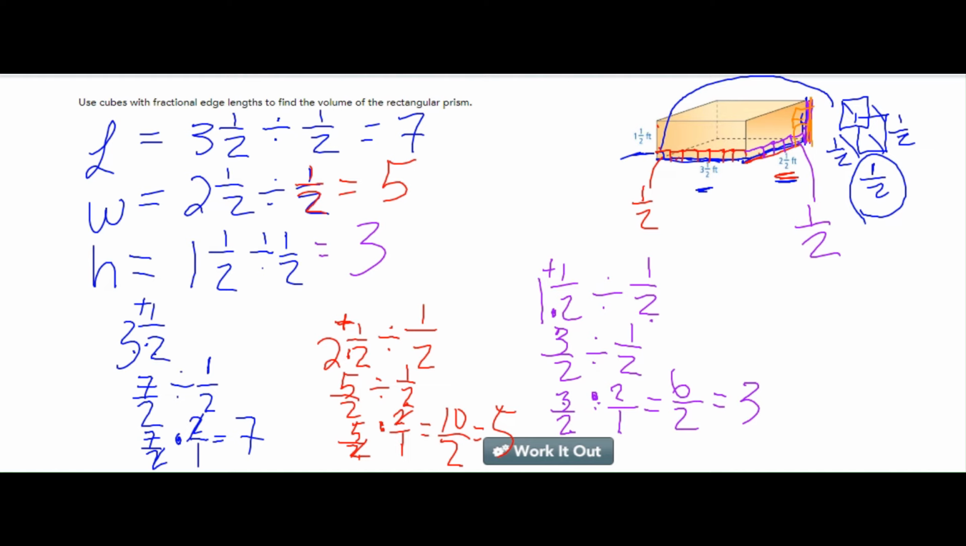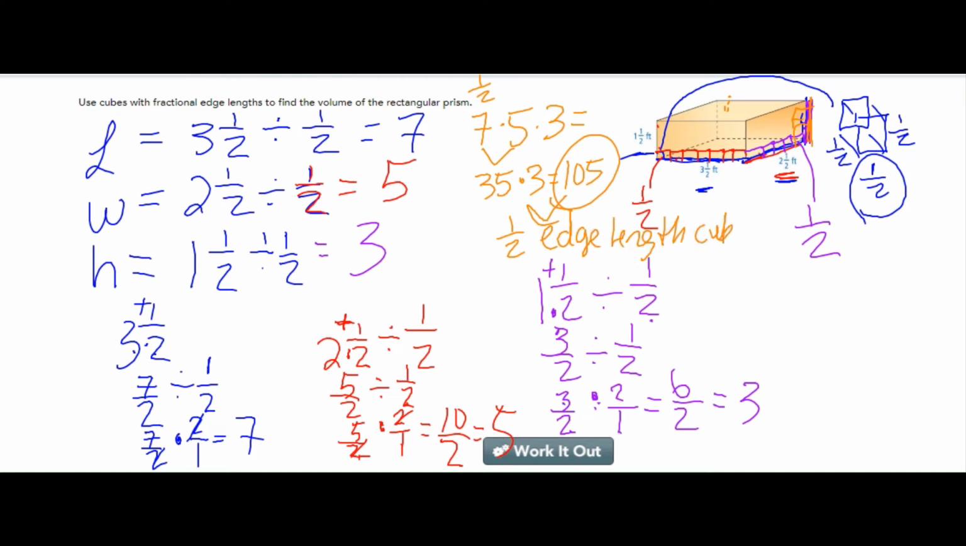So now I need to multiply 7 times 5 times 3 to get the number of 1/2 edge length cubes I can pack inside of this box. So I have 7 times 5, which is 35, times 3, which is 105. So I can pack 105 1/2 edge length cubes in this box with these dimensions. But now I need to figure out, okay, if I can put 105 1/2 edge length cubes into this box, how do I figure out the volume?